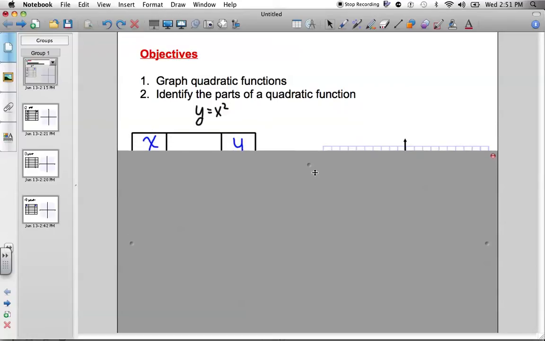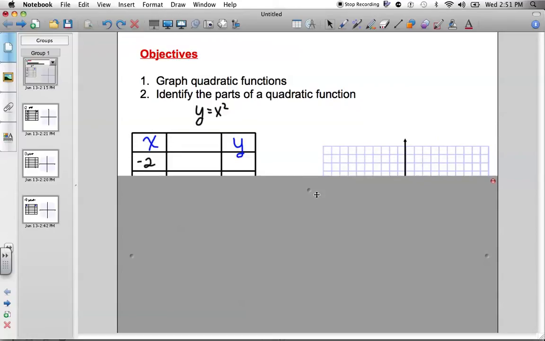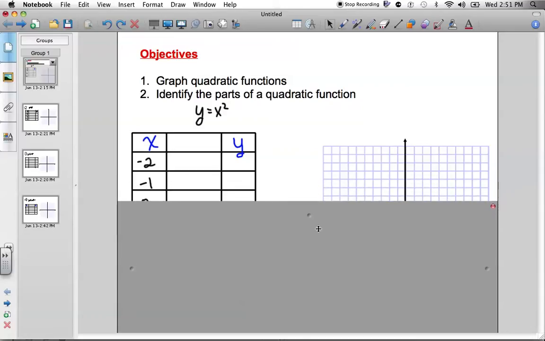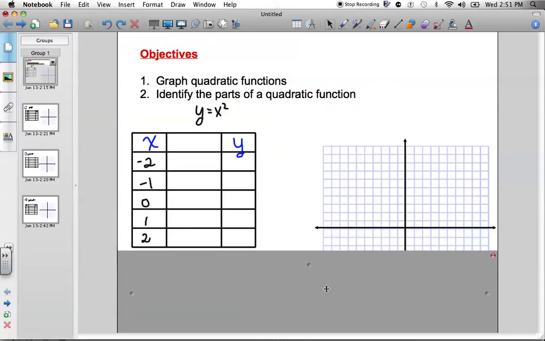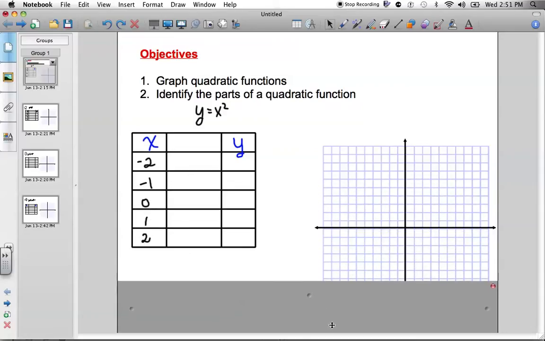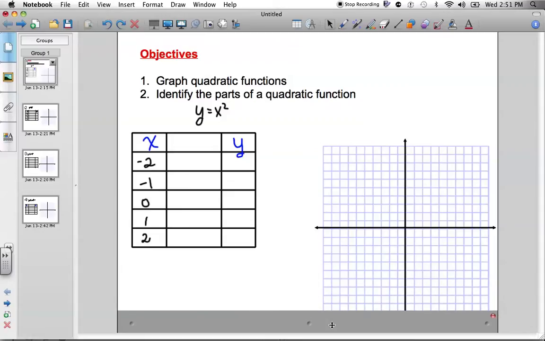Let's look at the parent equation y equals x squared. And so what we're going to do is figure out a set of ordered pairs that we can put on the graph, and to do that we're going to use a table.